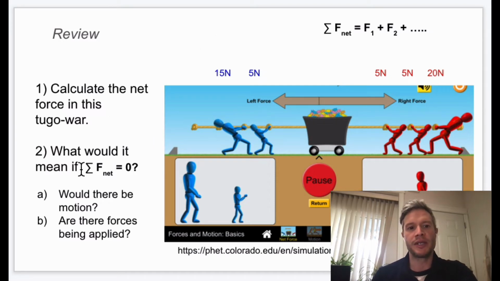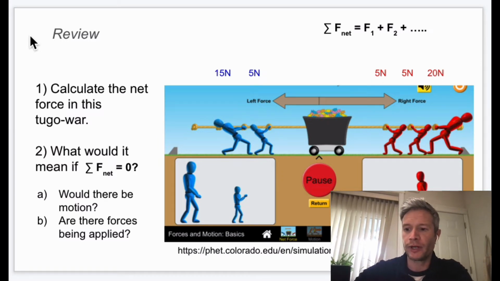What would it mean if the sum of the net forces were to equal 0? So chances are for 1, you're going to get a non-zero answer. And then what would be the motion of the cart and collectively the people tugging of war, and what are the forces being applied, if any? So now is a good time to pause, and then I'll do the walkthrough, okay?